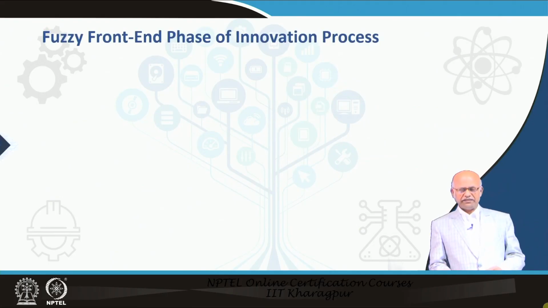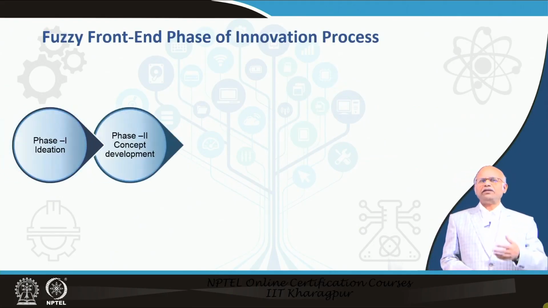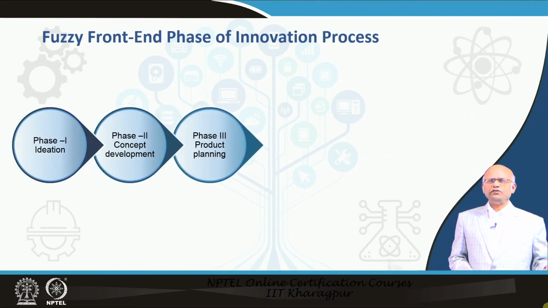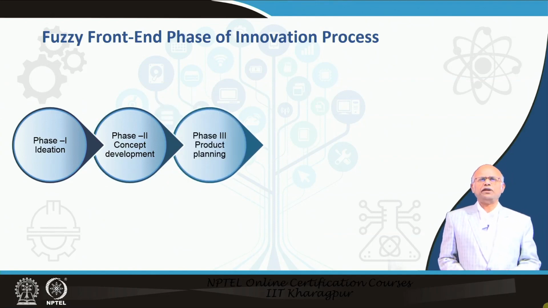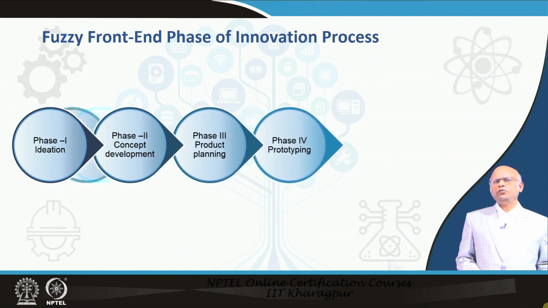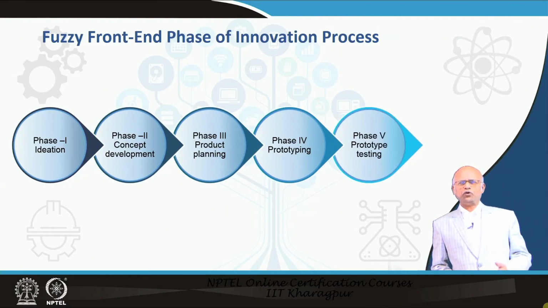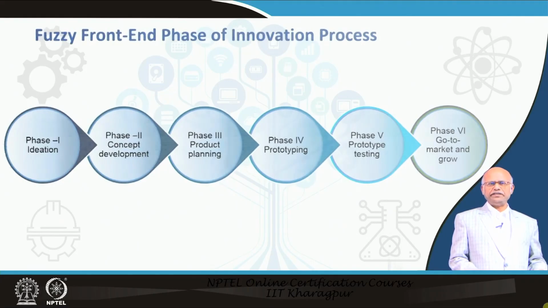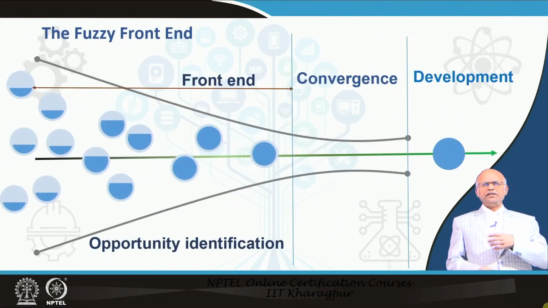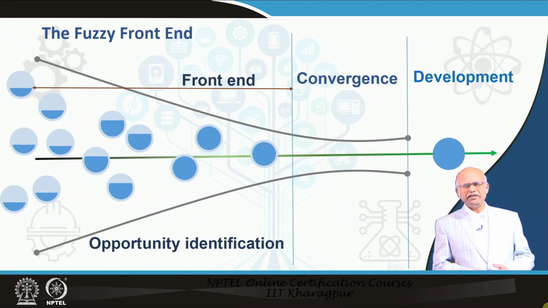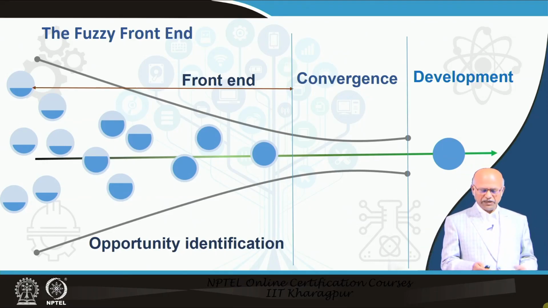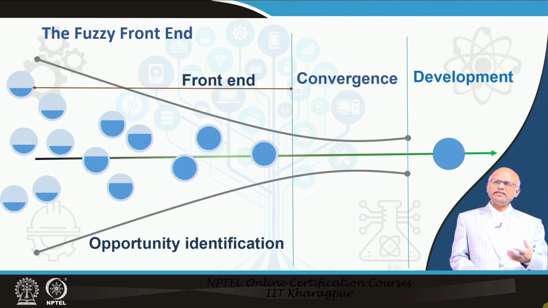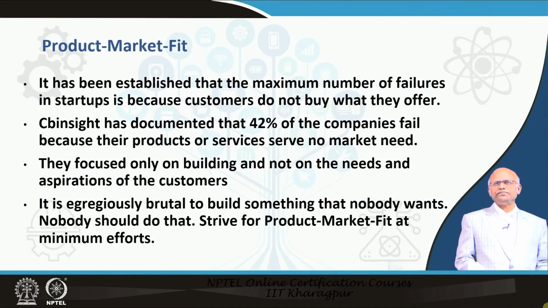Fuzzy front end, there is no clarity. So, there is an ideation phase where you build a concept, then product planning, then you prototype, testing, and go to market. It is a standard linear method. There will be many ideas at the beginning, you keep on trying and eliminating which are not possible, some are possible, eventually converge and then start developing the product.